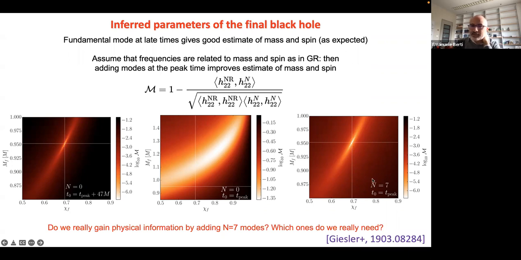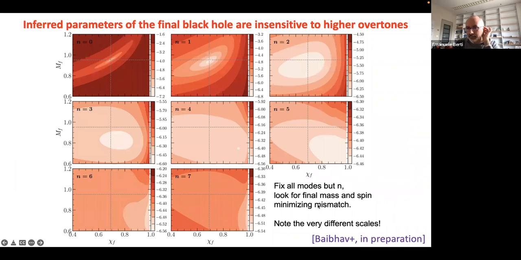You could have added less. So you can repeat this game, and we have it in a paper in preparation. And what you see here is, do the following thing: fix all of the modes but the nth. And then look for the mass and the spin that minimize the mismatch when you are changing only that mode. Now, you see, when you take the n equals 0 mode, you get a very good fit for the mass and the spin, because most of the information is contained in the n equals 0 mode.